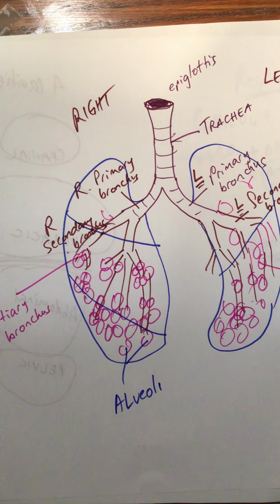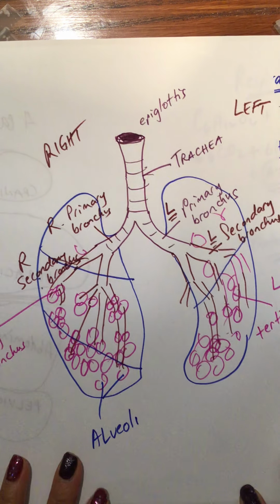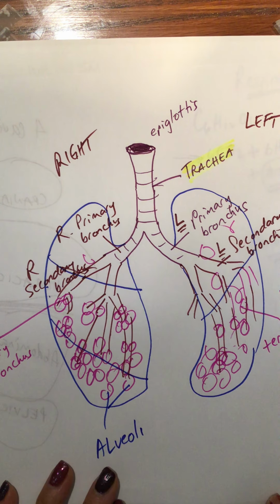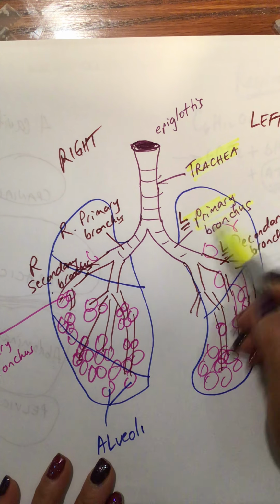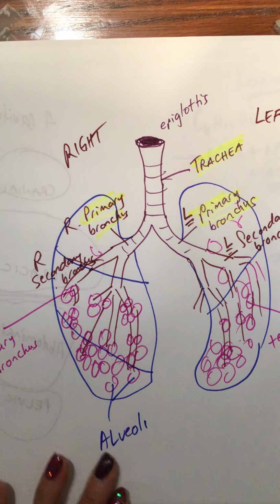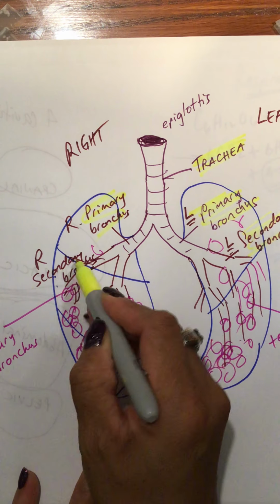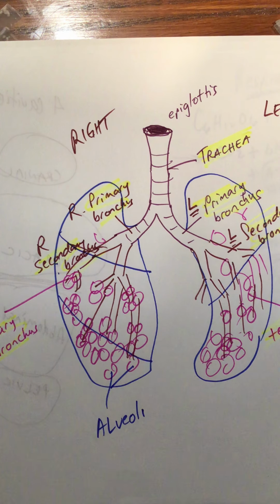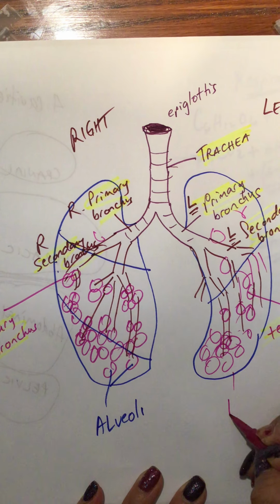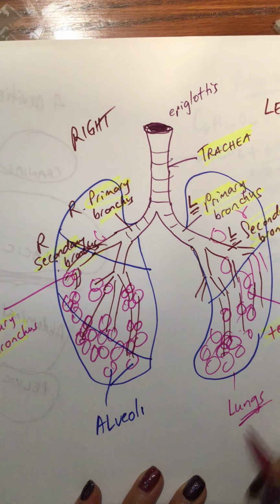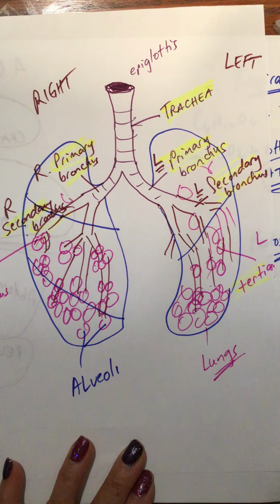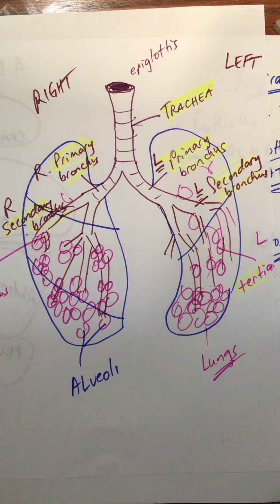Okay, so the main parts of your respiratory system are the trachea, which splits into the primary bronchus, left and right, and further splits into secondary bronchus, left and right, and then the tertiary bronchus, and the lungs. And the lobes of the lungs are made up of alveoli, and alveoli are the sacs or tiny balloons where the air goes in.